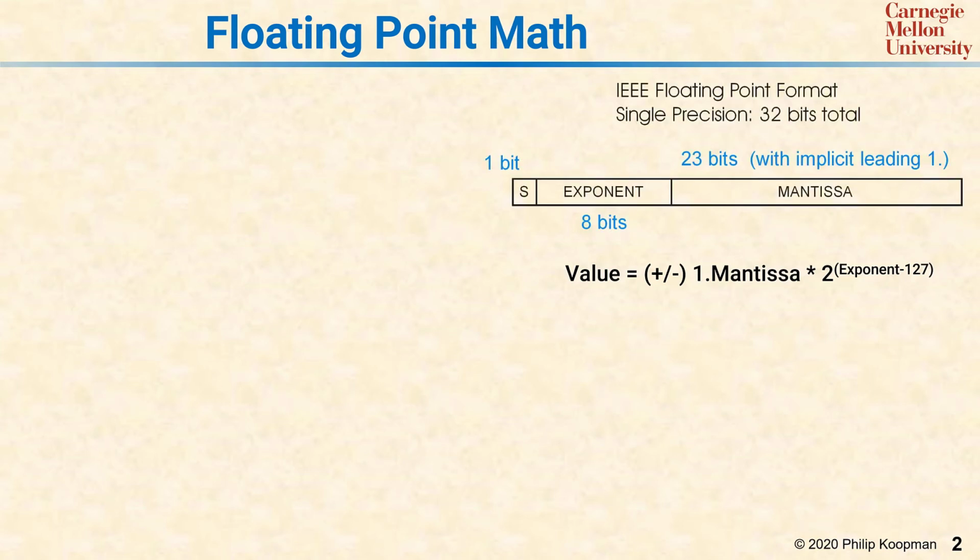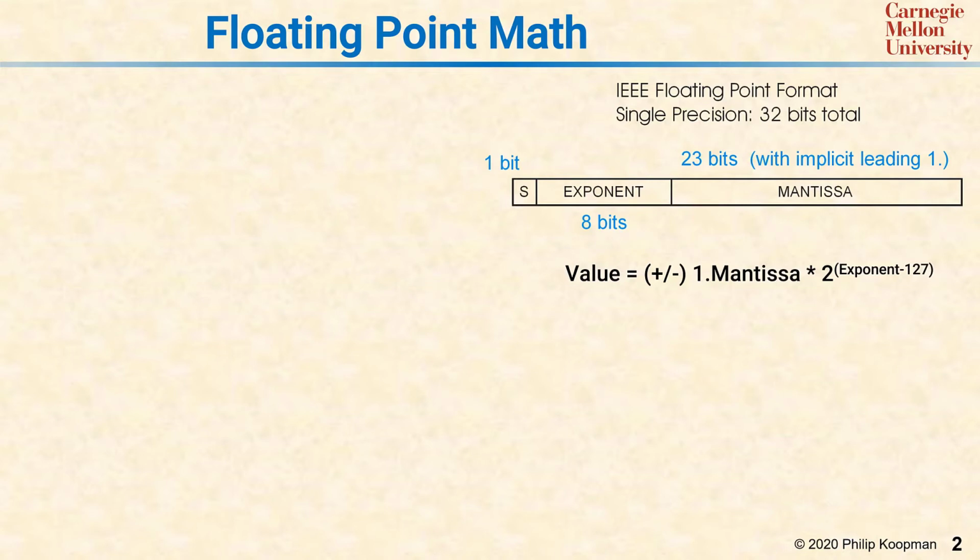Floating point math is an approximation to real numbers, in other words, things beyond integers. Perhaps the most common floating point format is the IEEE 32-bit single precision floating point format, which is what we'll be discussing. That format takes 32 bits and arranges them as a 1-bit sign, so that's plus or minus, an 8-bit exponent, and a 23-bit mantissa.